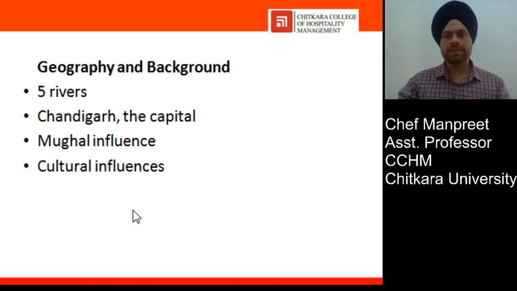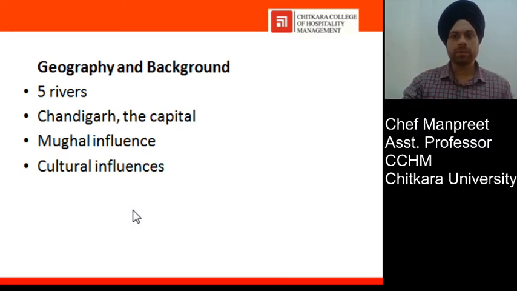As far as the geography and background of Punjabi cuisine is concerned, it is a blend of five rivers. The name Punjab is composed of Punj plus Aab. Punj means five and Aab means river. So it is a blend of five rivers, and that is why it gets the name Punjab.